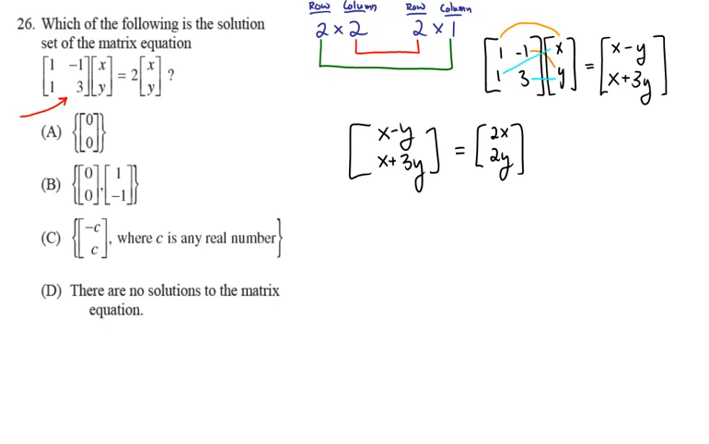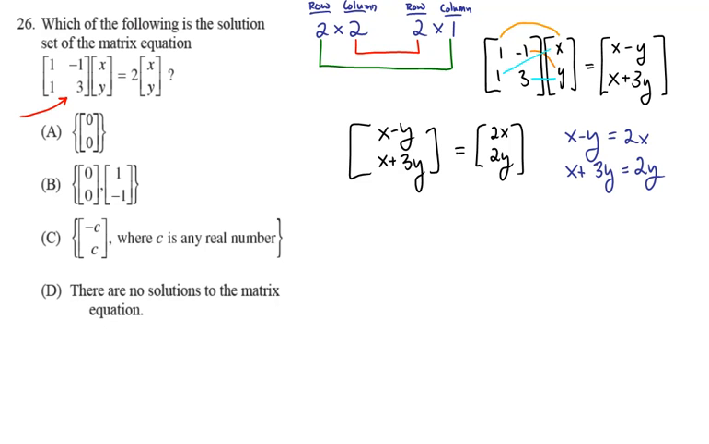Now since those are equal to each other, when two matrices of the same dimension are equal to each other, that means that all of the elements in the corresponding positions among the two different matrices are the same. What does that mean? Well, the first row, first column of the matrix on the left is equal to the first row, first column of the matrix on the right. So x minus y is equal to 2x. And similarly for the second row, first column of the matrix on the left, and second row, first column of the matrix on the right.